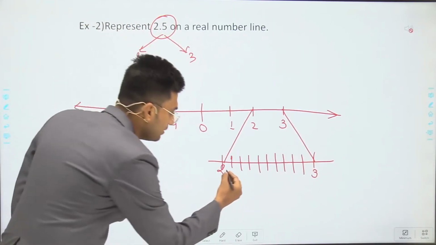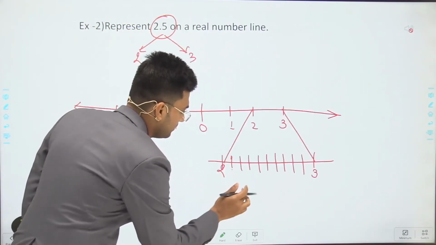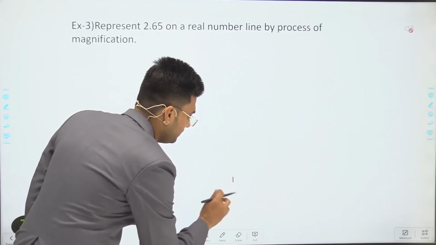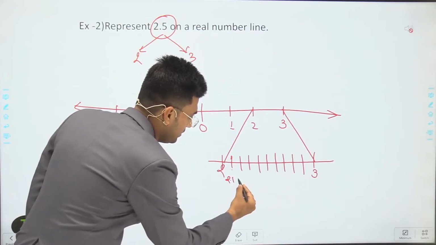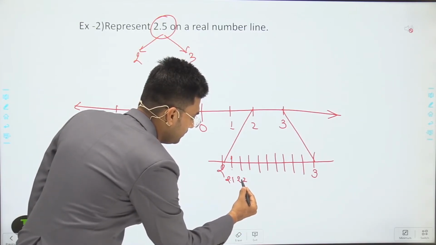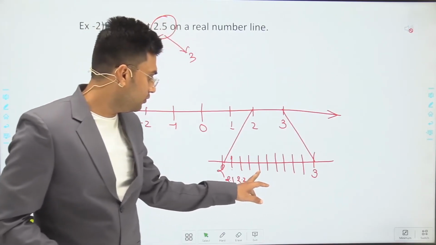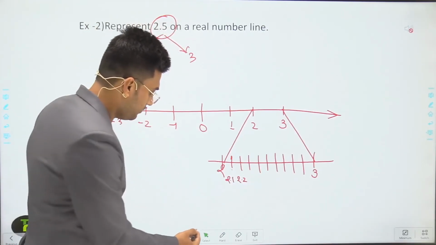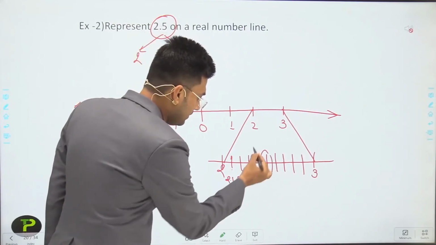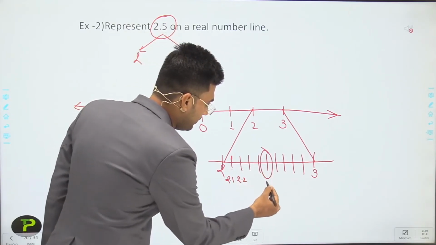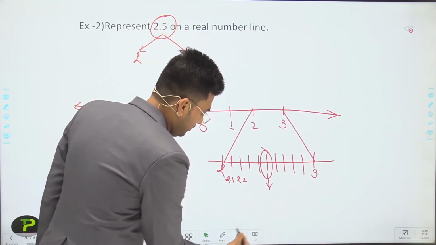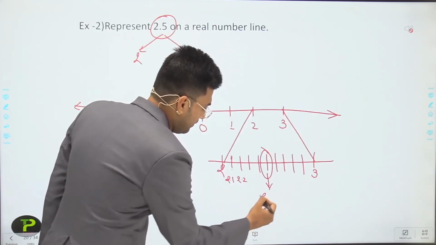Now this is 2.1, this is 2.2, this is 2.3, this is 2.4, then this is 2.5. So our required number is the fifth point: 1, 2, 3, 4, 5. This is 2.5.